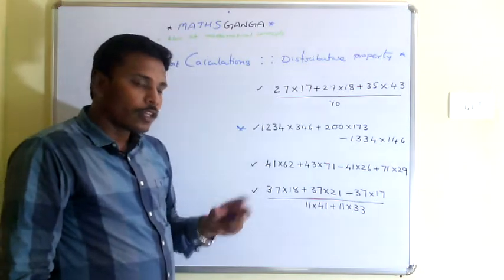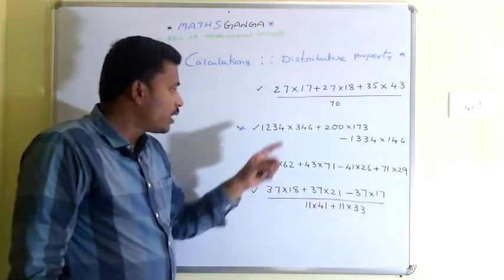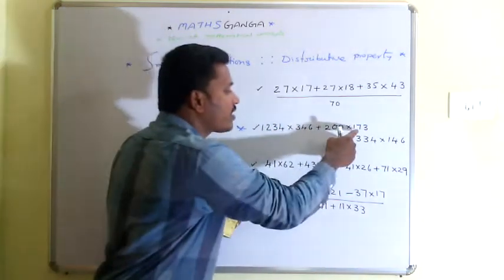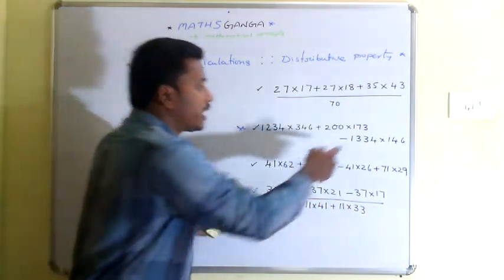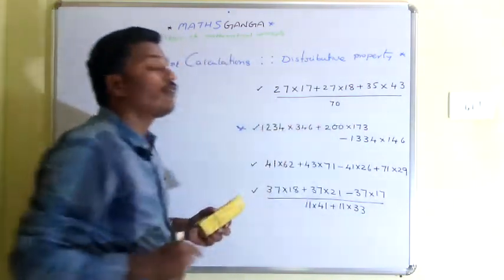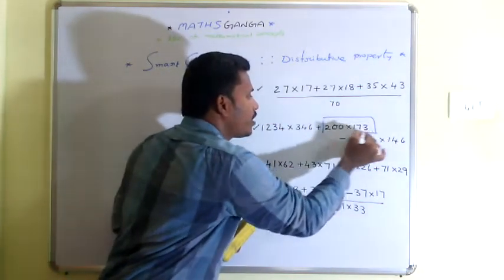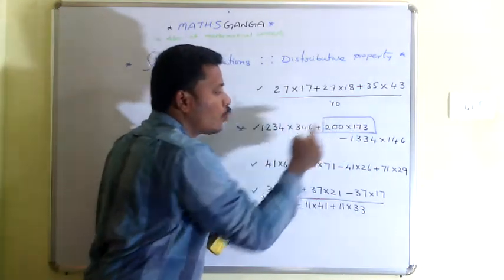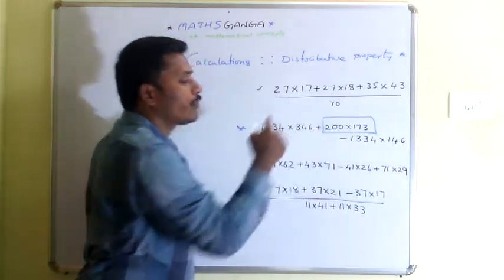Actually, to use the distributive property by collecting back, no two terms have a common factor. But if you observe this 173 and 146, the double of 173 is 346. So what I do is observe this one. This is 200 into 173. If you send 1 two to 173, then this product will become 100 into 346.